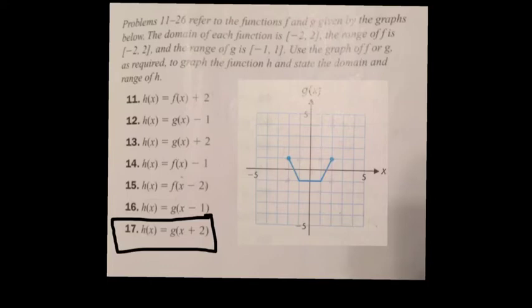If I use some of those points as a guide, then I can take the point -2, 1, shift it 2 units to the left to become -4, 1. The point 2, 1, I can shift to the left to become 0, 1. The point -1, -1, I can shift to the left to become -3, -1. And the point 1, -1 can get shifted 2 units to the left to -1, -1. Connect the points with the general shape of the function, and this is my new function h of x.